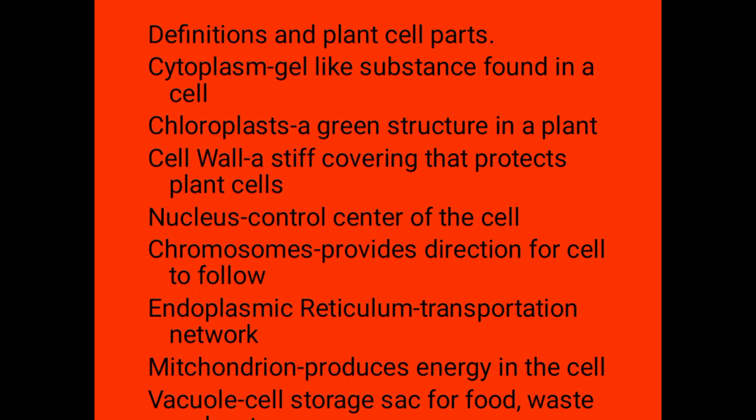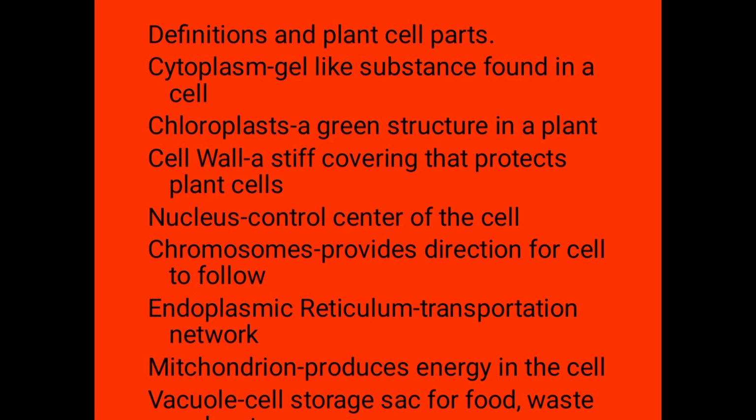Definitions and plant cell parts. Cytoplasm. Cytoplasm is a gel-like substance found in a cell, and it contains some enzymes and chemical substances which perform different functions in a cell to maintain its continuity and its functions. Then comes chloroplast, a green structure in a plant which helps a plant to perform the photosynthesis process. Then comes cell wall, a stiff covering that protects plant cells.